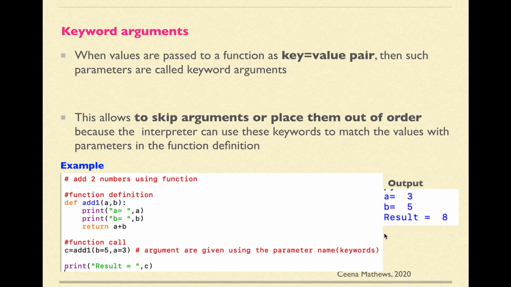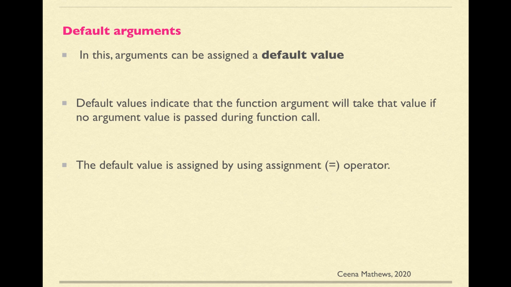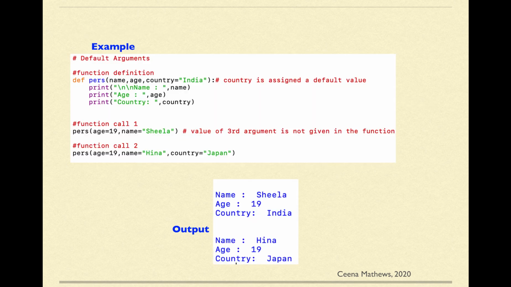The next type of argument is default arguments. In this, arguments can be assigned a default value. These default values indicate that the function argument will take that value if no argument values are passed during function call. And the default value is assigned by using assignment operator, that is equal to. See example.